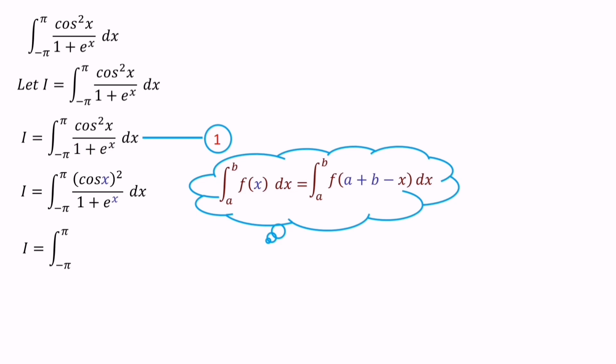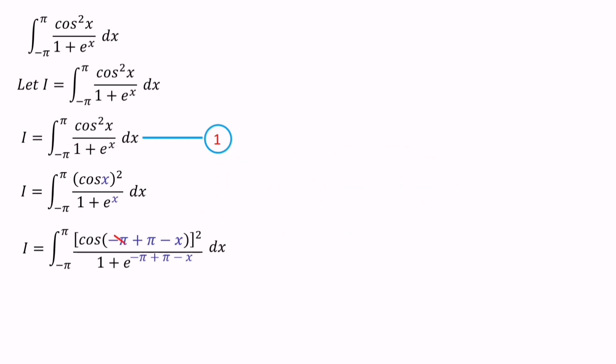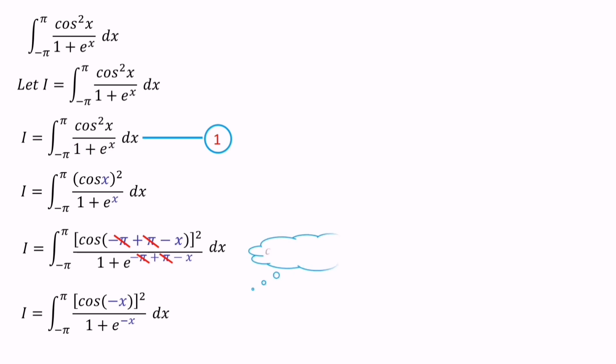So we can write minus pi plus pi minus x in the numerator and denominator. After that, we can cancel out minus pi and plus pi. Now we have cos minus x in the numerator, and e to the power of minus x in the denominator. Cos minus theta is equal to cos theta, so in the numerator we can write cos minus x as cos x. E to the power of minus x we can write as 1 over e to the power of x.